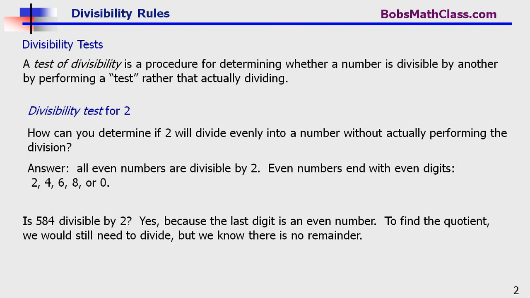So here's a question. Is 584 divisible by 2? Yes, because the last digit is an even number. The last digit is a 4. Now, to find the quotient, we still need to divide, but we know there is no remainder.